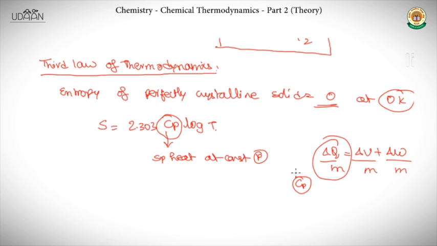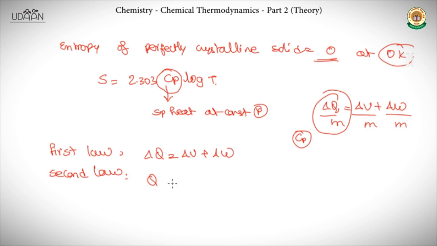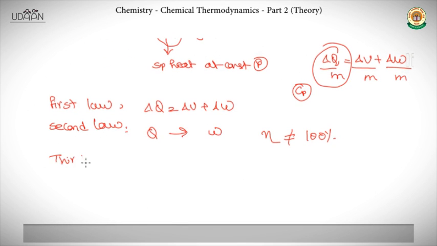And now let us see what is there in the first law of thermodynamics, second law and third law. The first law is basically conservation of energy: delta Q equal to delta U plus delta W. The second law states that no system is 100% efficient, so heat cannot be totally converted into work, or efficiency is not equal to 100% at any time in real cases. And the third law states that the entropy of a perfectly crystalline solid will be 0 at 0 Kelvin.